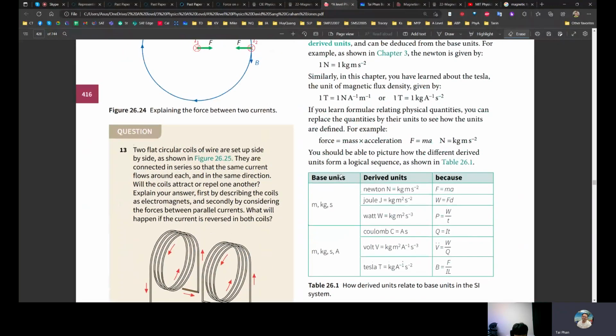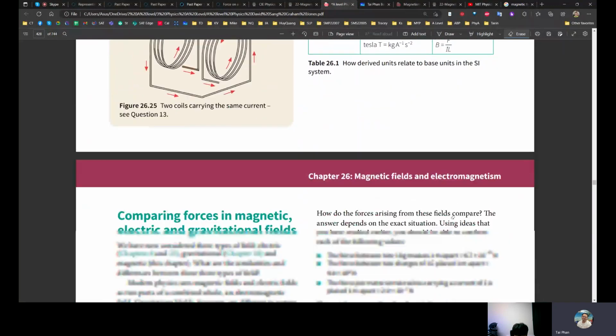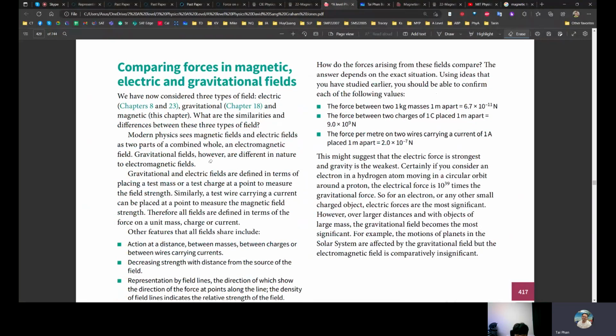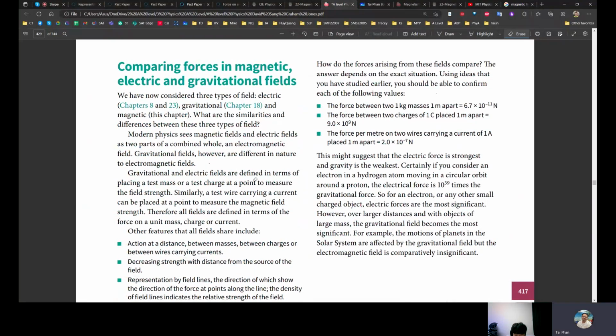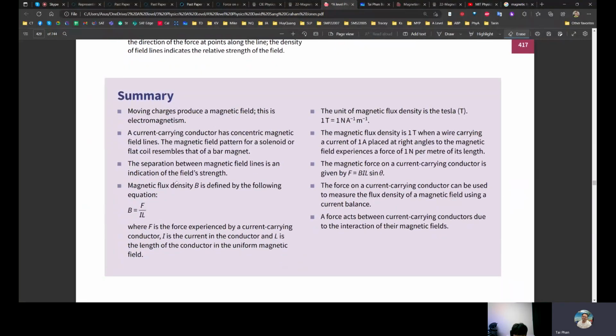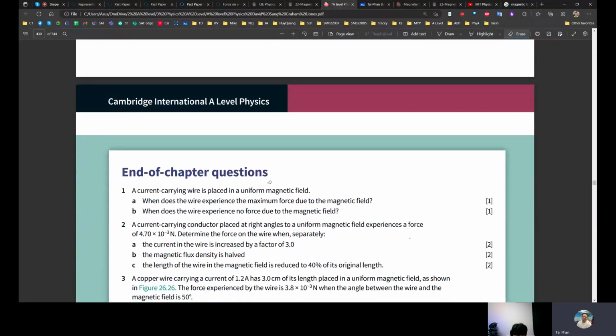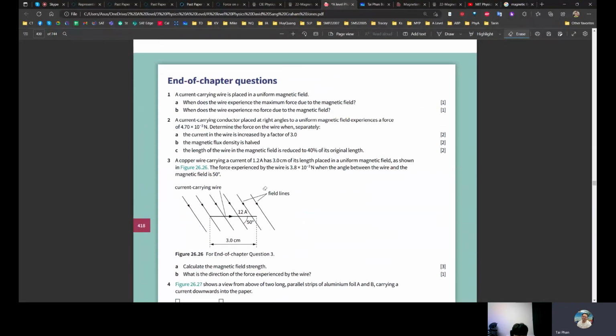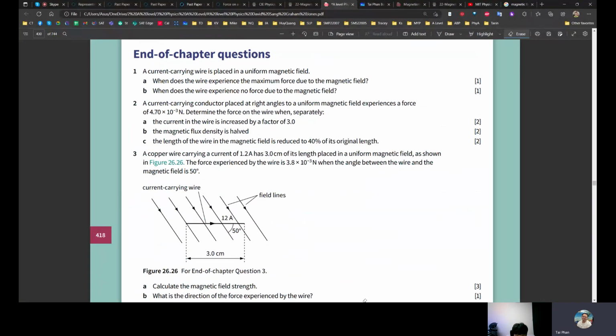Another demo unit comparing forces in magnetic, electric, and gravitational fields. You can read these things later by yourself. Summary, read the summary yourself. End of chapter questions. I think we should do this for the last 20 minutes. End of chapter questions.